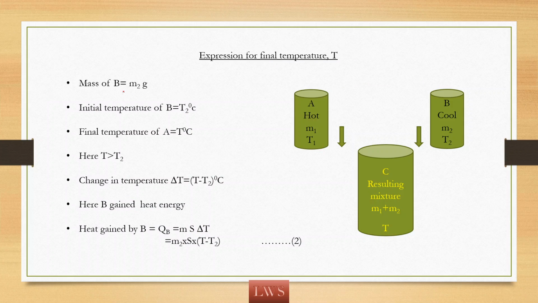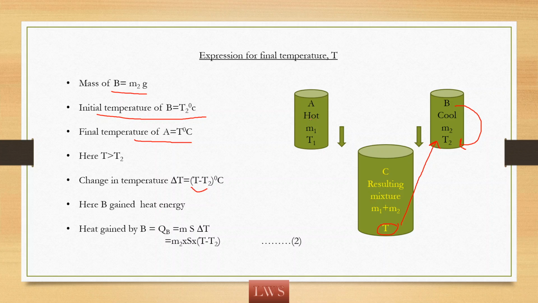For this, I am considering B of M2 grams, whose initial temperature is T2 degrees Celsius. So here B I am taking at an initial temperature of T2. When we are mixing, all the mass of B is raised to a temperature of T. So B settled to a final temperature of how much? T degree Celsius. Here T is greater than T2. So to find the change, we need to take high value minus low value, T minus T2.